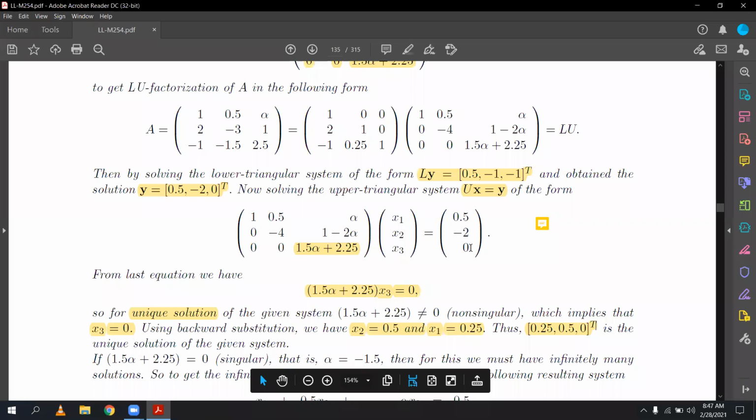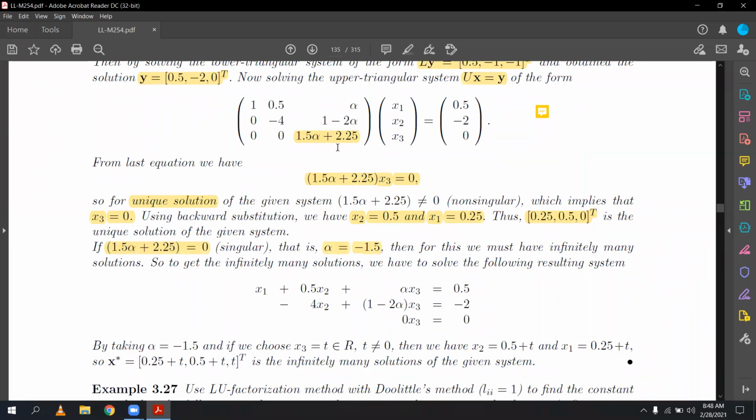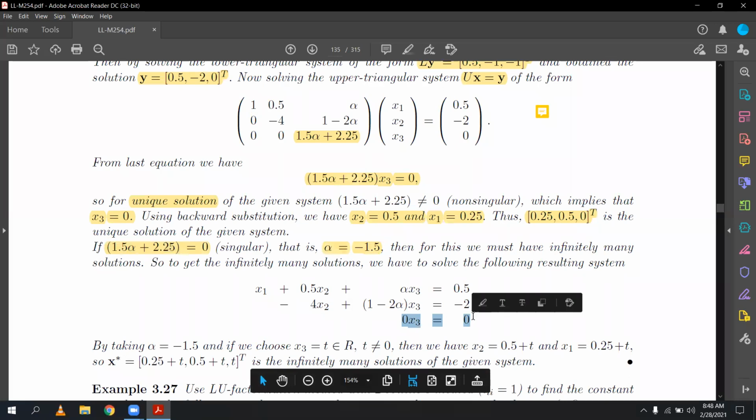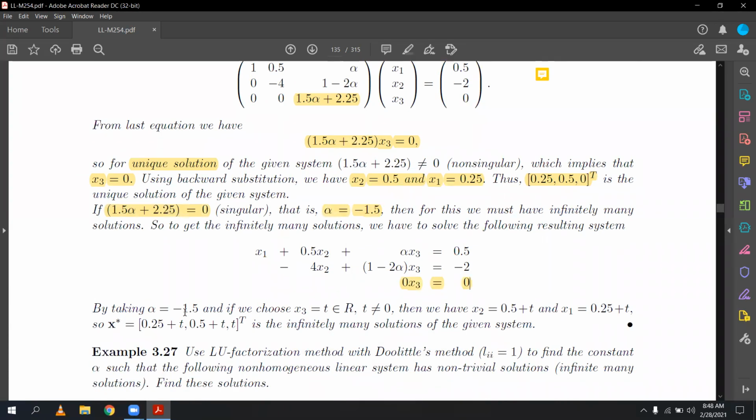The second condition, he says, is infinitely many solutions. Infinitely many solutions means one of the diagonal elements must be equal to 0. For infinitely many solutions, this diagonal element must be equal to 0. And when you have this 0, you can easily find the value of alpha is -1.5. When you put this as 0, your last row is equal to 0. So you have 2 equations and 3 variables. You always have infinitely many solutions. You have alpha equal to -1.5.